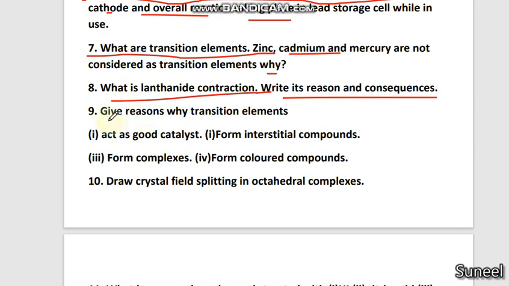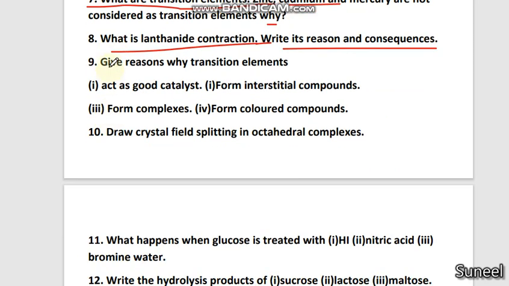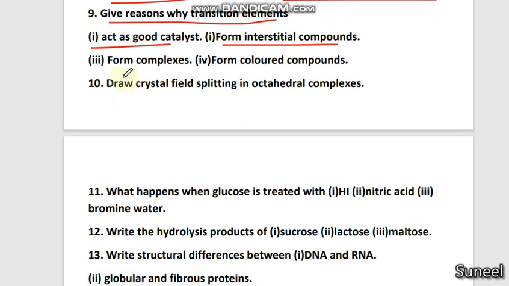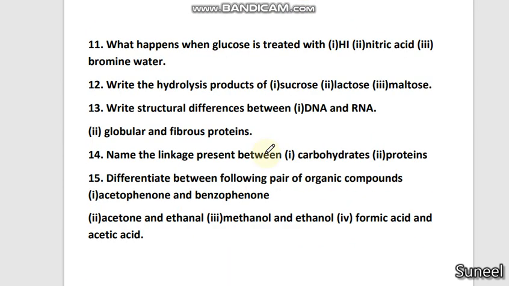Question 9. Give reasons why transition elements: 1. act as good catalysts, 2. form interstitial compounds, 3. form complexes, 4. form colored compounds. Question 10. Draw crystal field splitting in octahedral complexes.